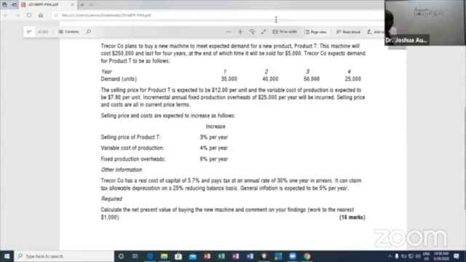$1,000. So ladies and gentlemen, this kind of question is straightforward, but very few CPA Section 5 students will be able to get all the marks. Very many of them will lose out.